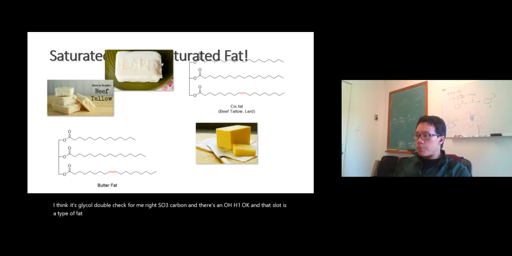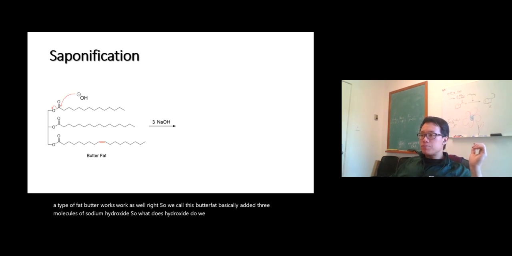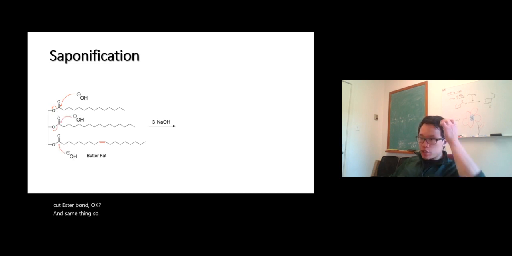Butter works as well. All right. So we call this butterfat basically. Add 3 molecules of sodium hydroxide. So what does hydroxide do? We go attack at the carbonyl carbon. All right. You get a negative charge first on oxygen. Reform the double bond and then cut the ester bond. Okay. And same thing for 3 of them, so 3 molecules of it. All right. And then you're going to get that.